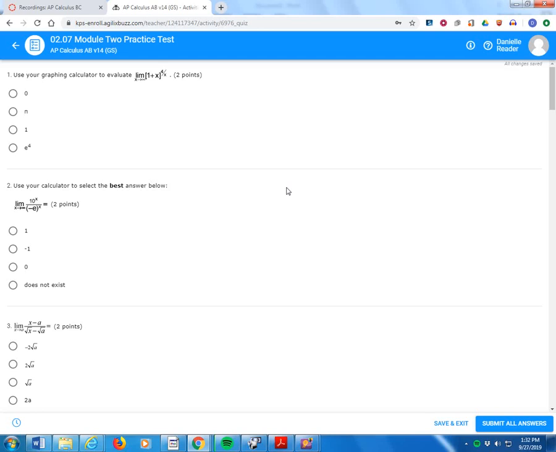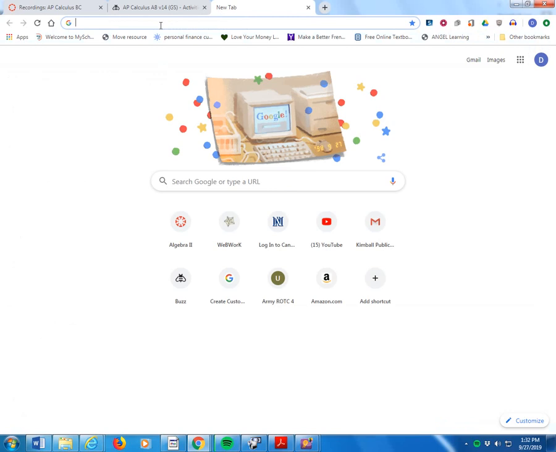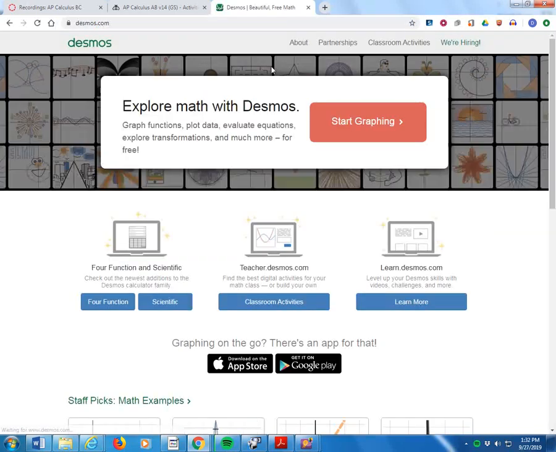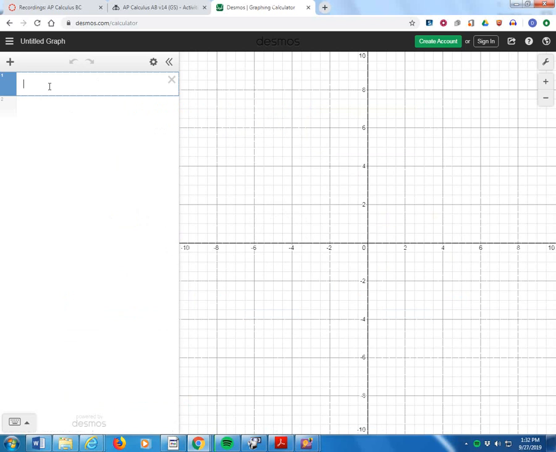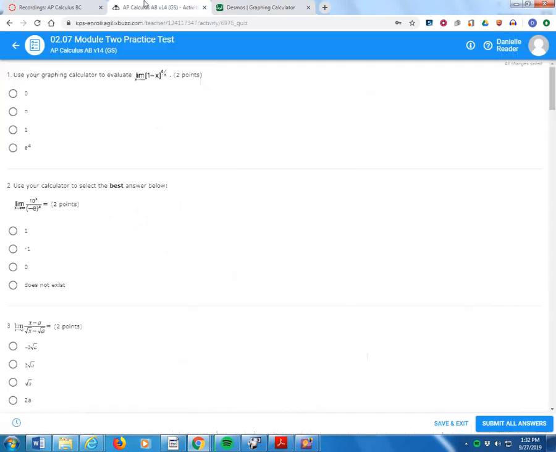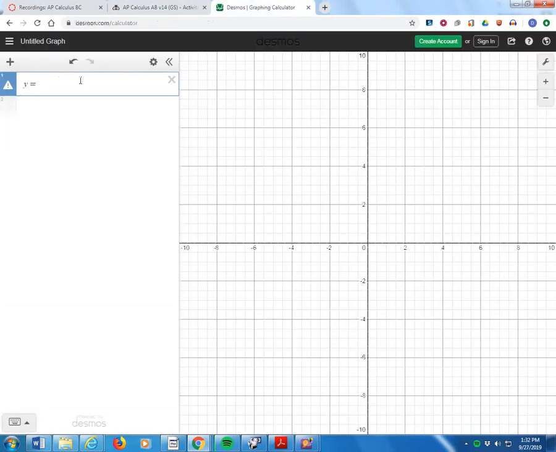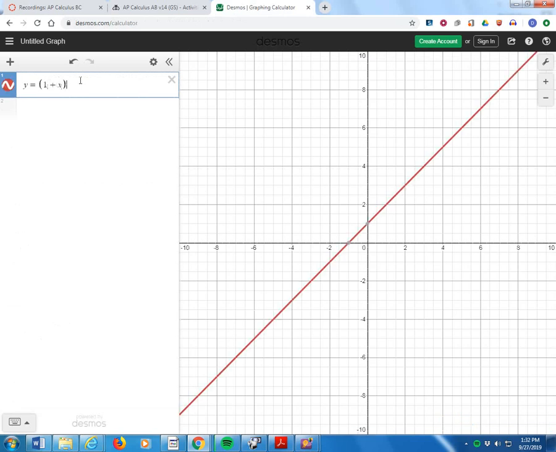Okay. So the first question says, use your graphing calculator to evaluate the limit as x goes to infinity of (1 plus x) raised to the 4 over x. So you can go ahead and put this in Desmos if you want to. I'll do that real quick. It's y equals (1 plus x) raised to the 4 over x.